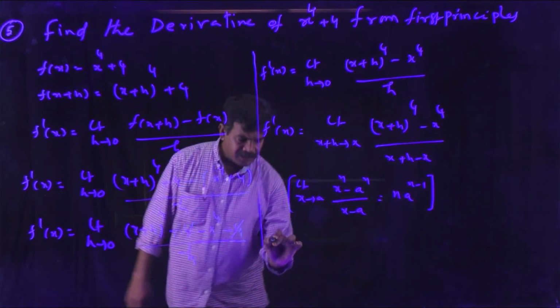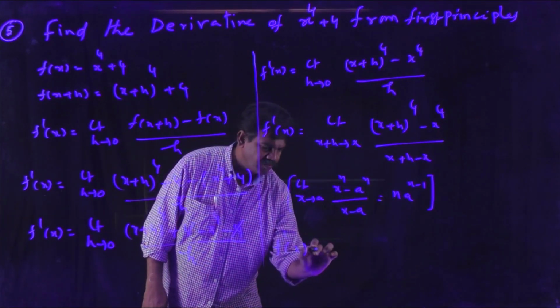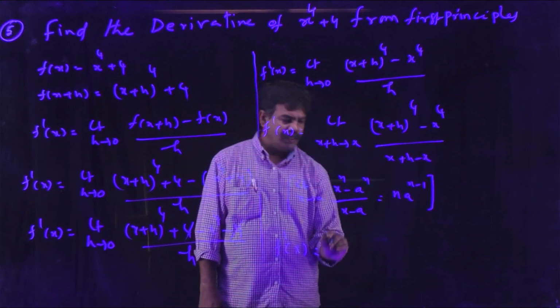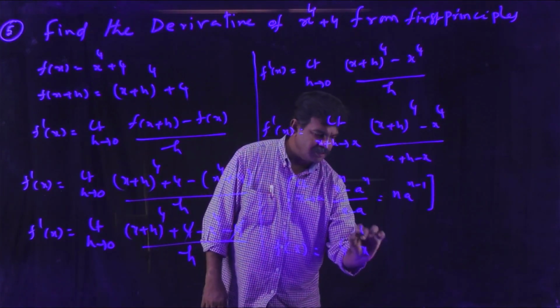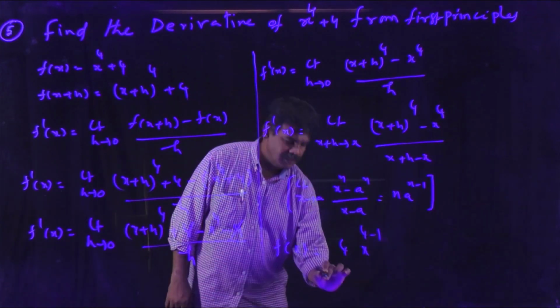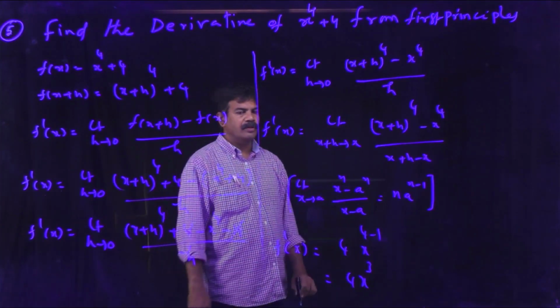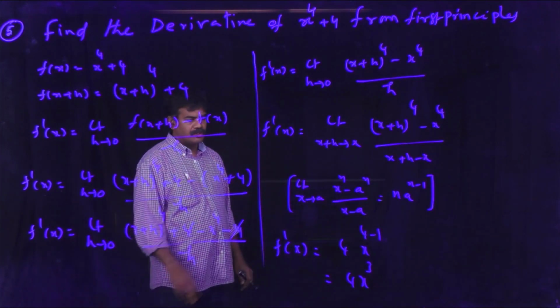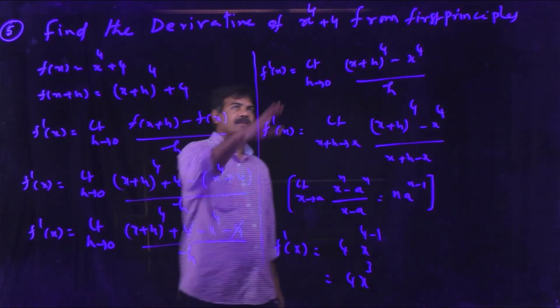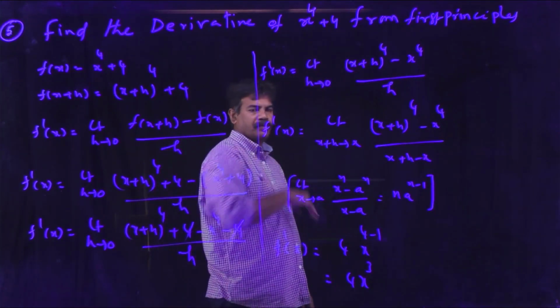That is f dash x is equal to n, that is 4, into x power 4 minus 1. That is equal to 4x cube. 4x cube is the derivative of the given function x power 4 plus 4.